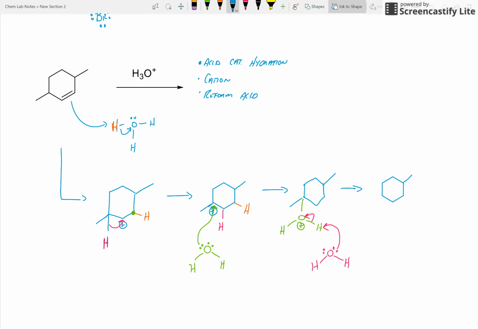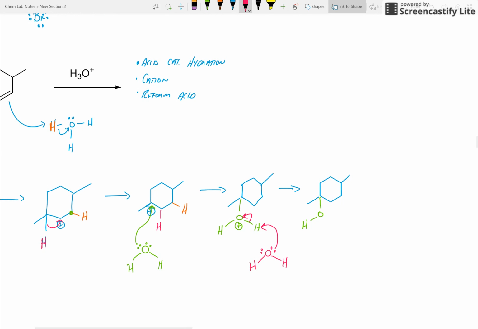I like when my computer kind of snaps that image in place there of the nice clean cyclohexane ring. If only I could draw that nice. Okay, so there's the green alcohol that came in from the first water, right? The green water there. We have this water over here, which plucked off that green hydrogen there, which reformed our acid, right? We reformed our acid. That's one of the things that we have to do, okay?